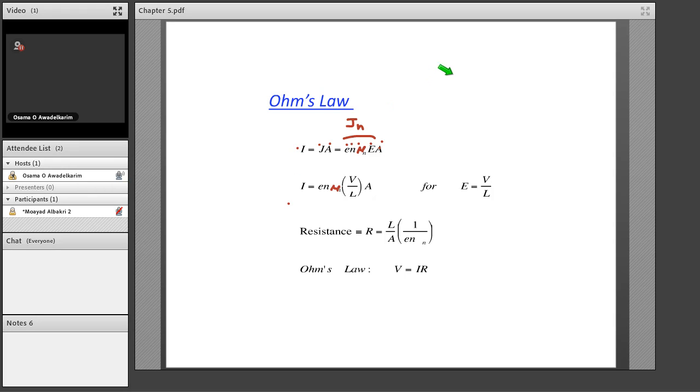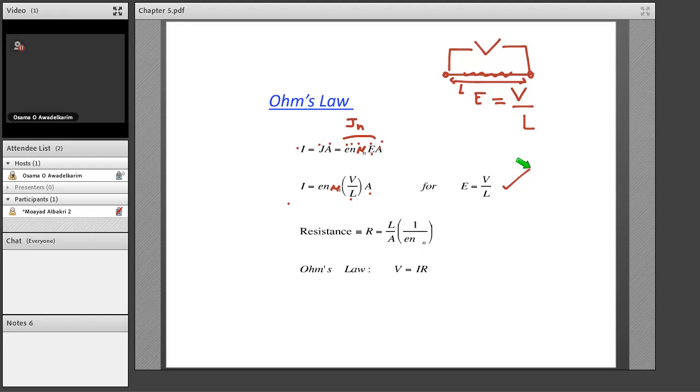Now, if you have a linear resistor, and a voltage V applied between these two terminals, then the electric field, as you remember from the Poisson equation in electromagnetics, relates to the voltage in a linear resistor by V over L, where the length of the resistor is L. So the electric field coming from a voltage V is E equals V over L. Instead of E here, we substitute V over L, times A.